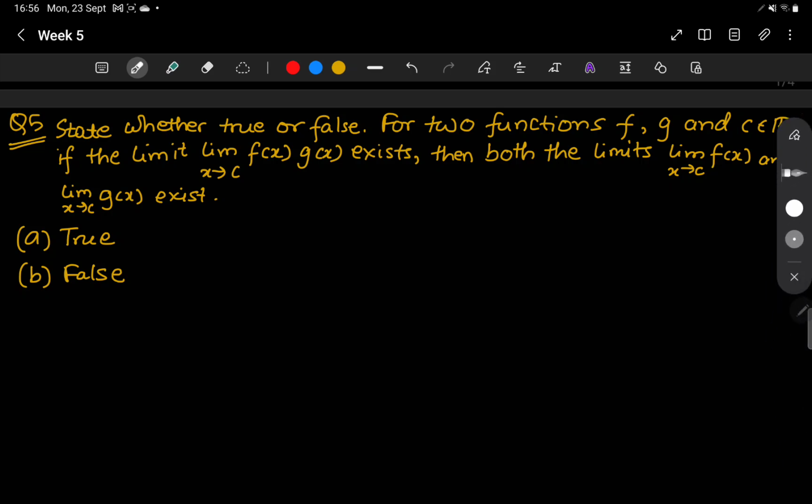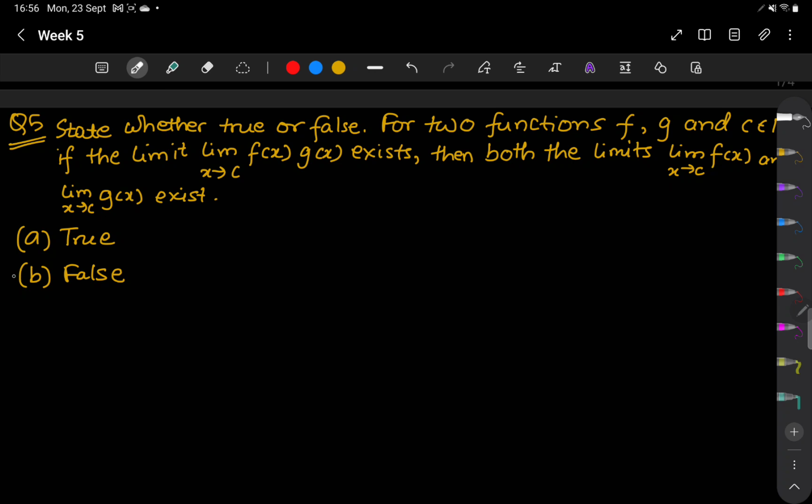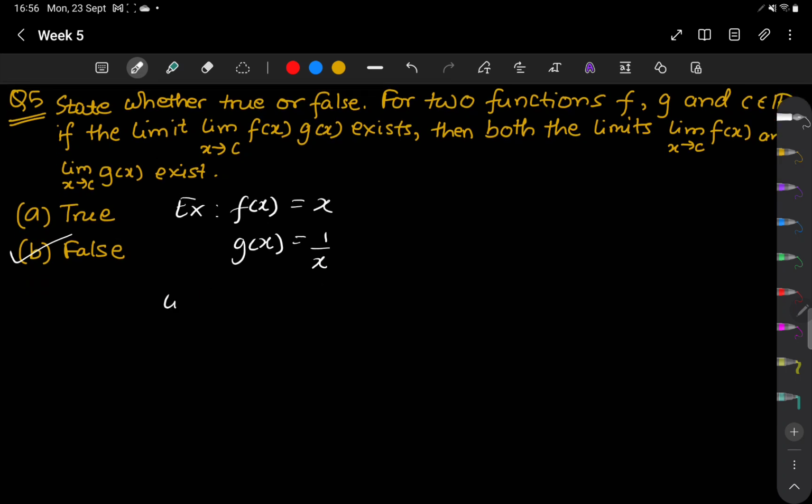Okay, so the answer to this question is false, and let us see one particular example to prove it false. Say f(x) is equal to x and g(x) is equal to 1 over x. Then let us consider the limit as x tends to 0, where c we are taking as 0. The limit of f(x) is 0, but the limit as x tends to 0 for g(x) is not defined.